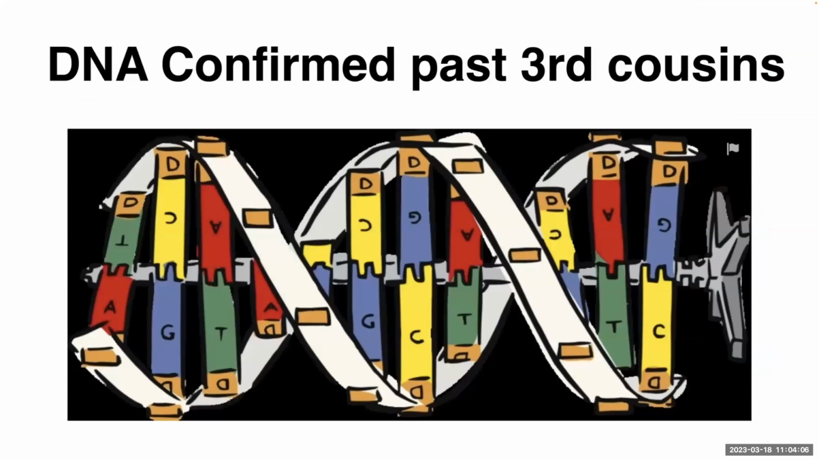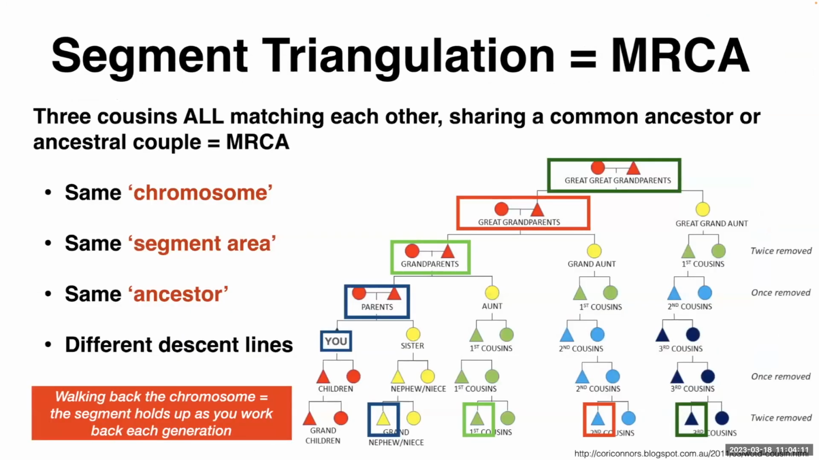DNA confirmed past third cousins, in my opinion, again, really segment triangulation is required to identify the most recent common ancestor. I'm not going to go through segment triangulation. That's a whole session in itself, but essentially you need to have people who are matching on the same chromosome in the same segment area, and going back through tree triangulation to the same ancestor or ancestral couple, and coming through different descent lines so that the matches aren't all coming from the same person.